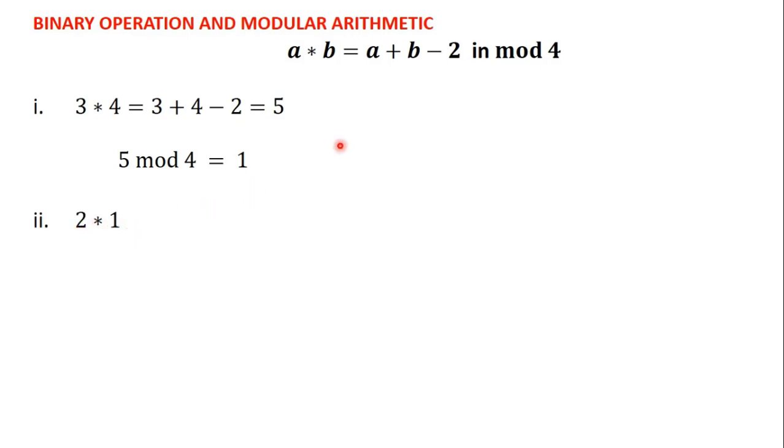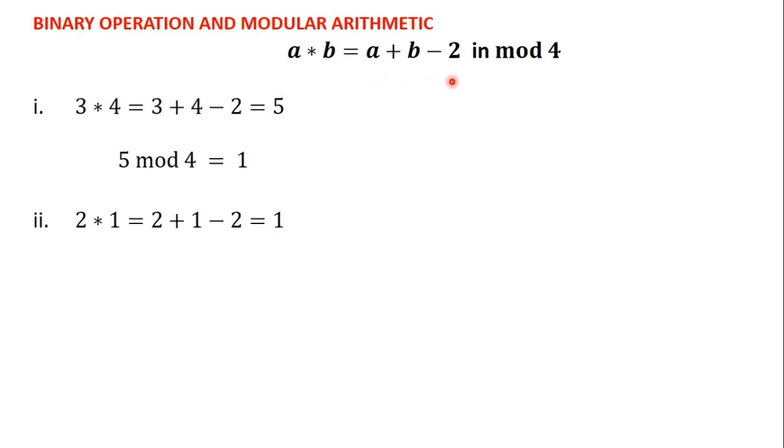2 star 1. We will first use the definition of the binary operation to find 2 star 1. We have seen how to do that. We are going to have 2, which is the first number, plus 1, which is the second number, minus 2. 2 plus 1 minus 2 will give us 1.